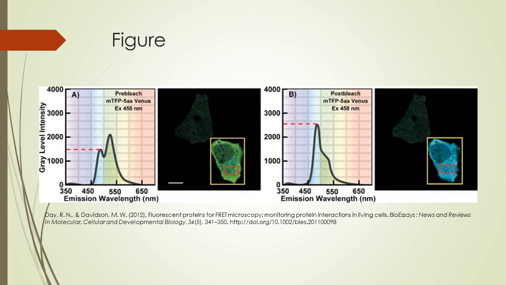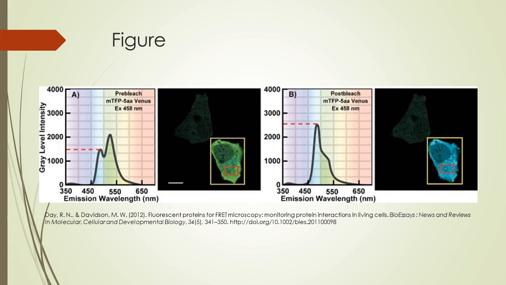Finally, since photobleaching of the acceptor fluorophore is irreversible, the photobleaching FRET or PB FRET approach is an endpoint assay that is not amenable for dynamic measurements. Importantly, PB FRET does provide a method to verify FRET measurements made using other techniques.